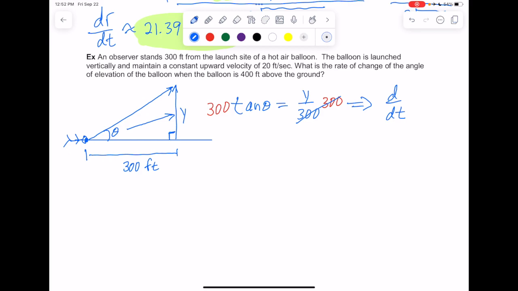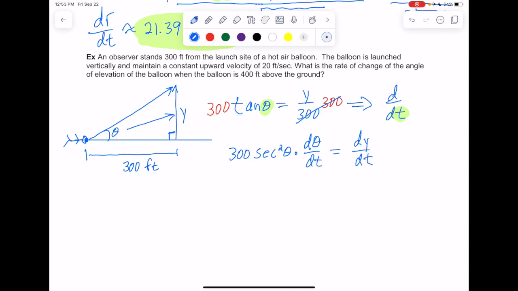So when you take the derivative of the left side, the constant you just leave alone, 300. And then the tangent of theta, the derivative of that would be secant squared of theta. And that's what it would be if it was a derivative with respect to theta. But the derivative is with respect to t. So since it's with respect to t, theta gets treated as a function inside of tangent. And so when we get done taking the derivative of the outside, tangent, which is secant squared, we have to multiply by the derivative of the inside, which would be d theta dt. On the other side, we just have the derivative of y, which would be y prime, or dy dt in this case.